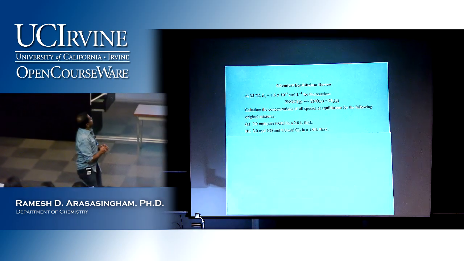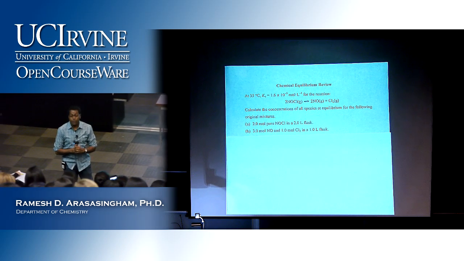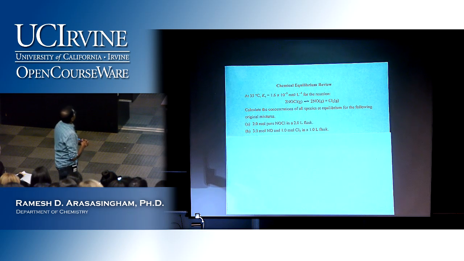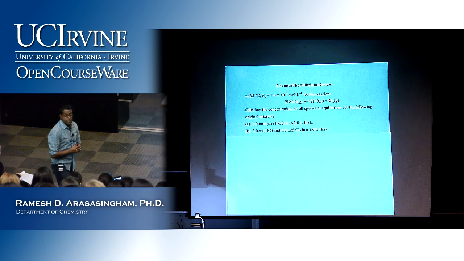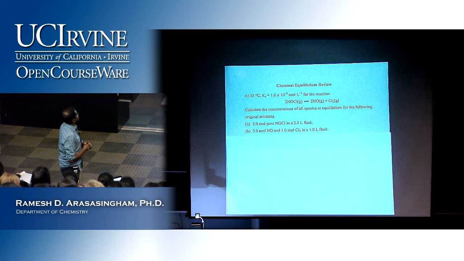So let's take a look at this problem. You're given an equilibrium, and we're told that at 35 degrees Celsius, Kc for this equilibrium is given to you. Calculate the concentrations of all the species at equilibrium for the following original mixtures.